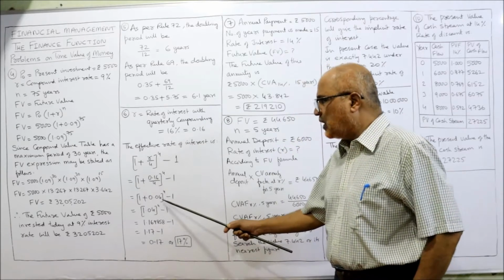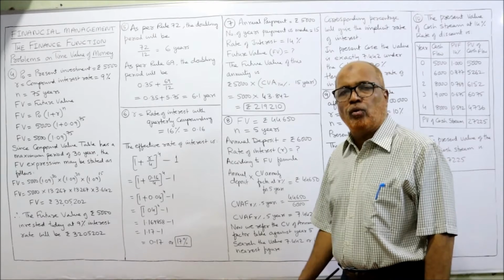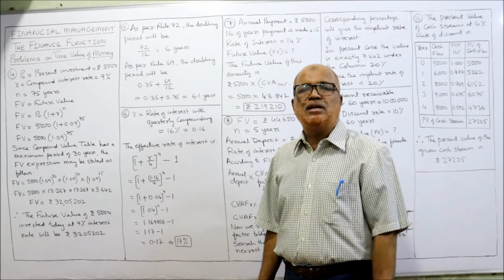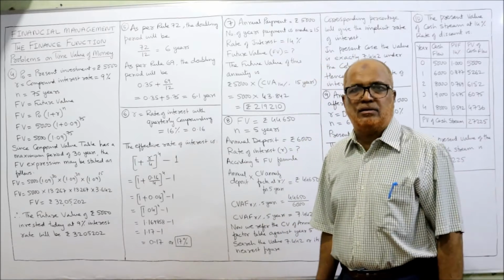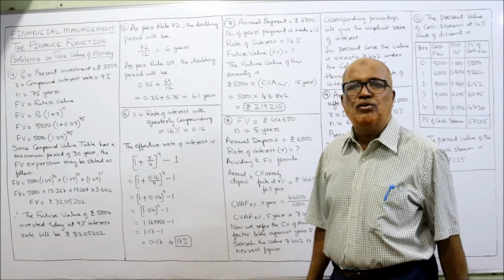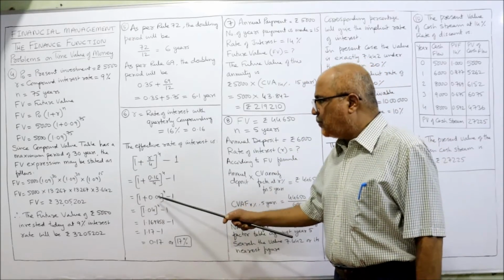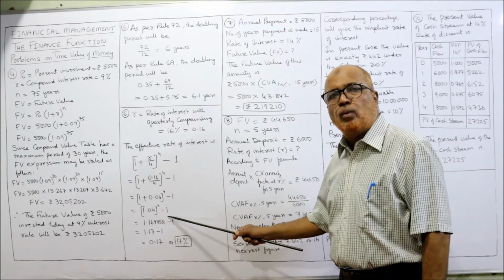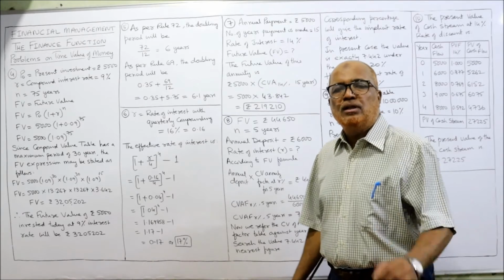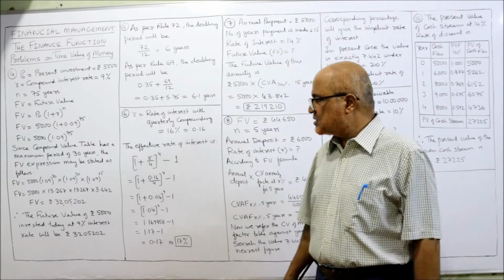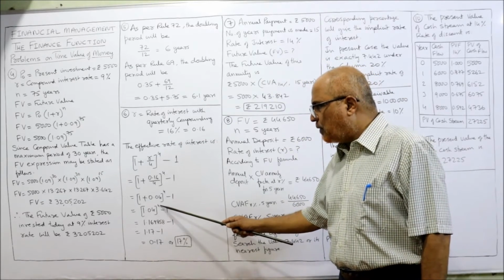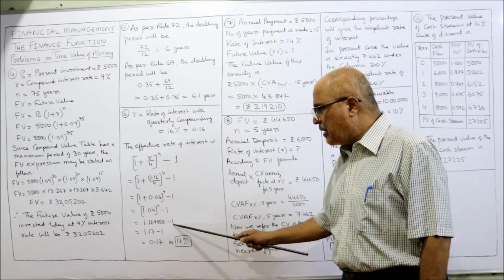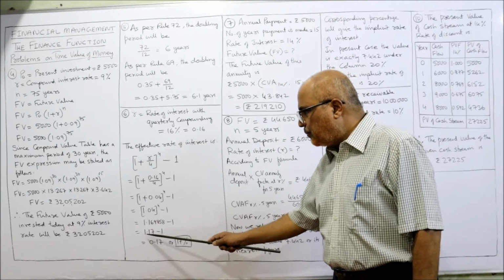So 1 plus 0.04 to the power of 4, because in 1 year, interest is compounded 4 times. Interest is calculated 4 times. So 1.04 to the power of 4 minus 1 will give you the effective rate of interest. So 1.04 to the power of 4, you will get 1.16986 minus 1. So you will get 0.17.